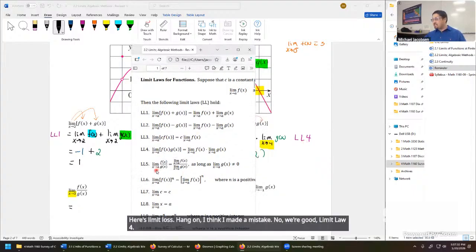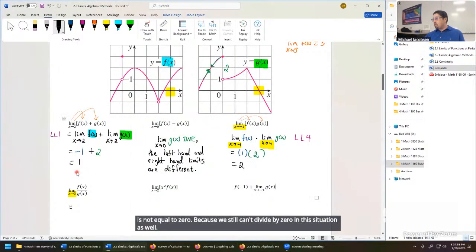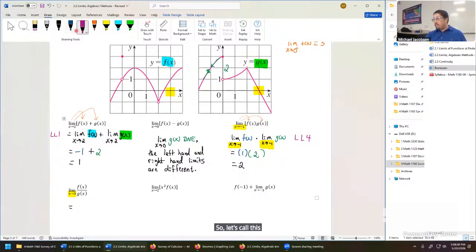Limit law 5 says if you're taking the limit as x tends to a number a of f of x over g of x, it distributes across a fraction as well into the numerator and the denominator. You take the limit of the same values and you get a number out, as long as the limit of g of x as x tends to a is not equal to 0, because we still can divide by 0 in this situation as well. So let's call this limit law 5, what we're about to use.